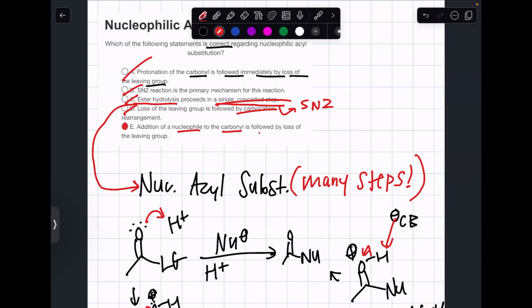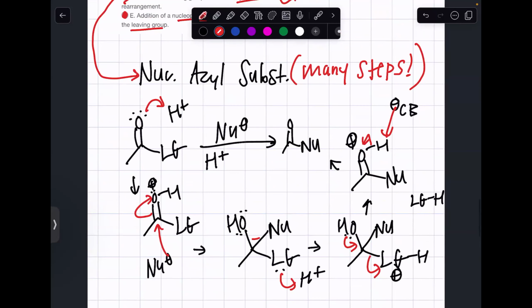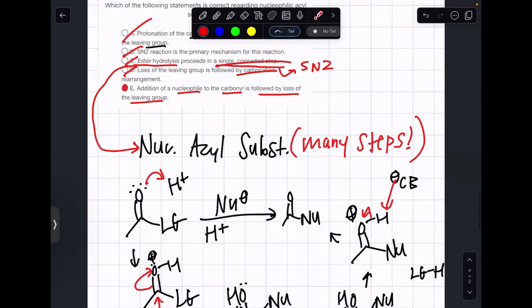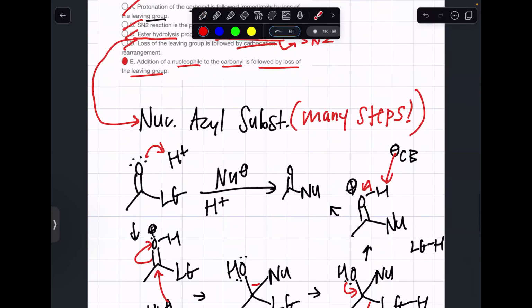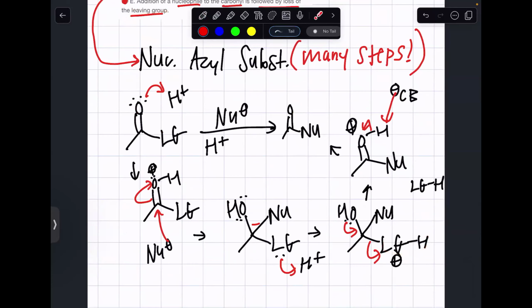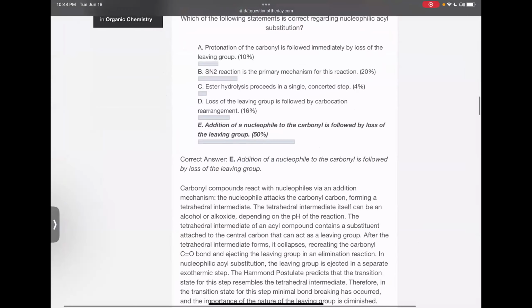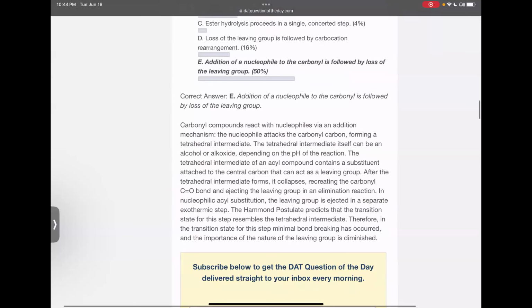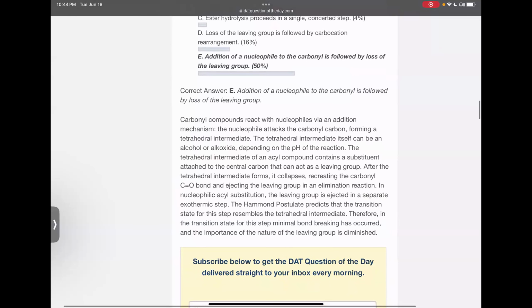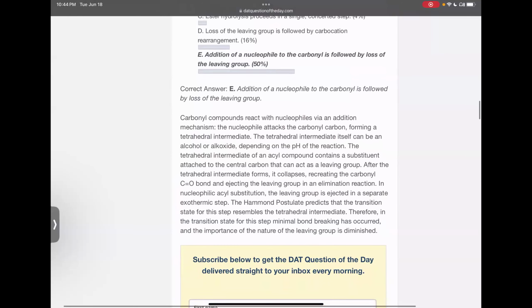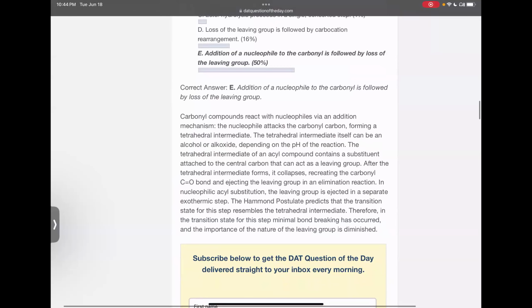Addition of nucleophile to the carbonyl is followed by loss of leaving group. That's true, because once we added this nucleophile onto the carbonyl, what follows is kicking out this leaving group. So it is E. Okay, nice. Carbonyl compounds react with nucleophiles by addition, forming a tetrahedral intermediate. Depending on the carboxylic acid derivative, it could be an acyl halide, anhydride, ester, or amide. After the tetrahedral intermediate forms, it collapses, recreating the carbonyl and kicking out the leaving group. No carbocation formed at all.